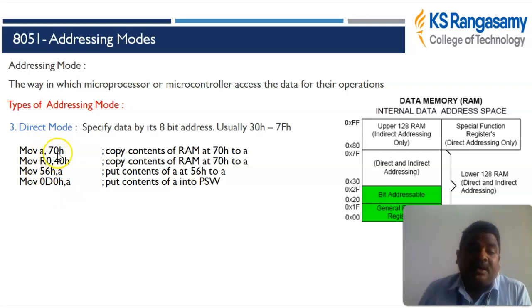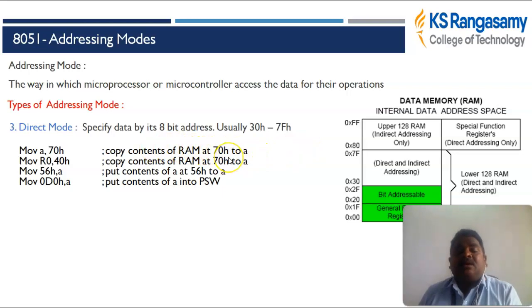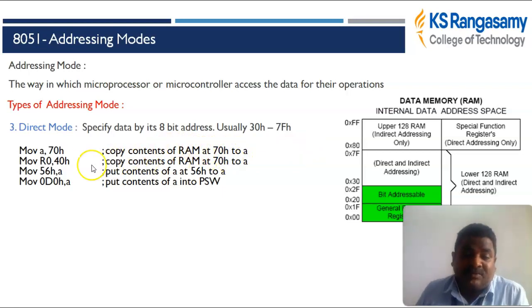So automatically this has to be considered as the address. So 70 is not data. What is it? It is the address. So MOV A, 70h. What is this? Copy contents of RAM at 70h to A. So 70h has some 8-bit data that will be copied to the accumulator.